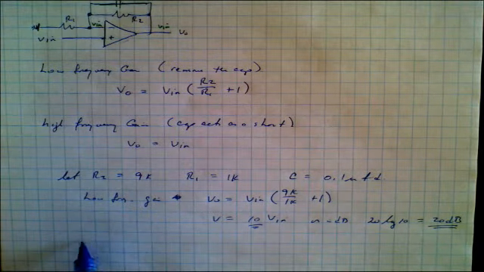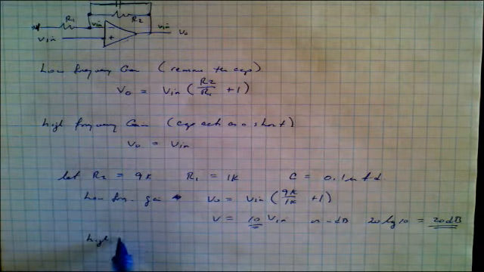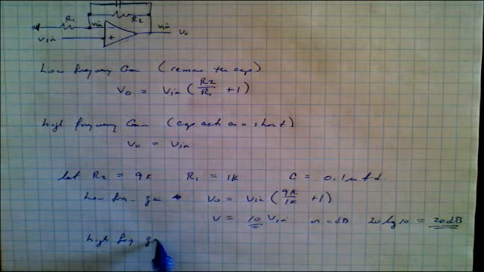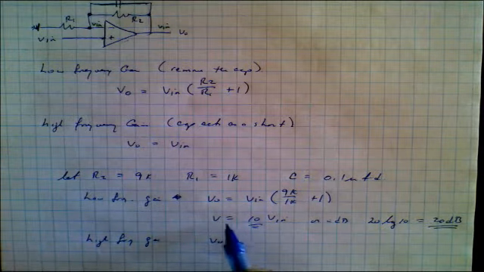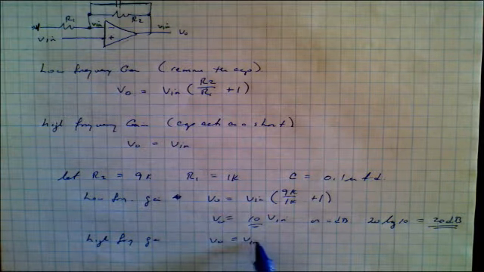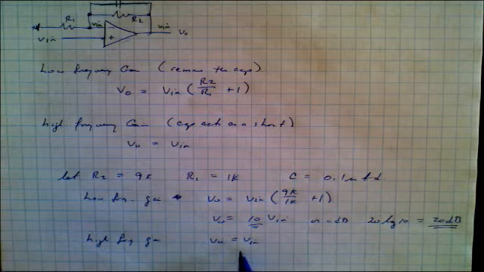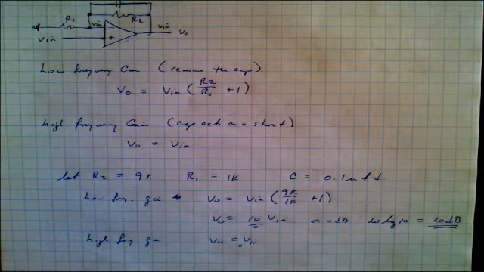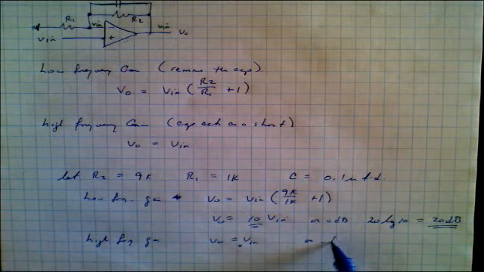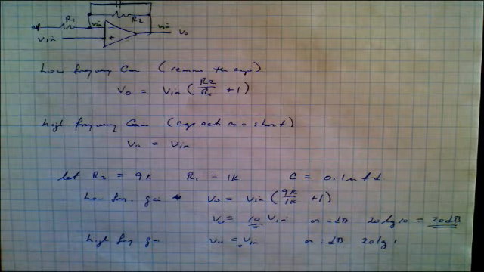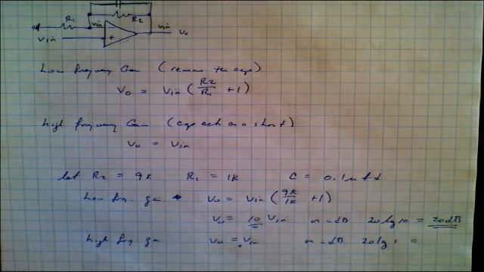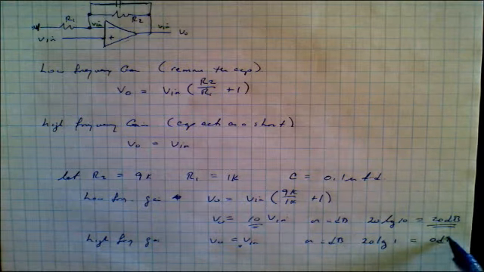Now let's take a look at the high frequency gain. High frequency gain, we have it right here. VO is equal to Vn. And we can see what the gain is. The gain is 1. Just simply 1. What goes in is what comes out. Or in dBs, we have 20 times the log of 1. Now the log of 1 is 0. So 0 times 20 is 0 dBs.